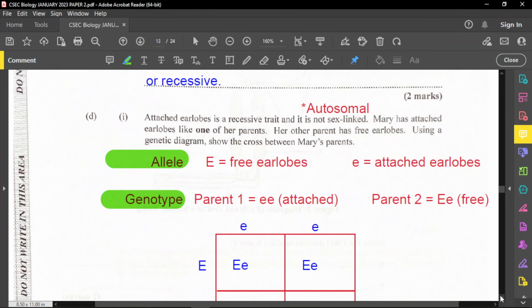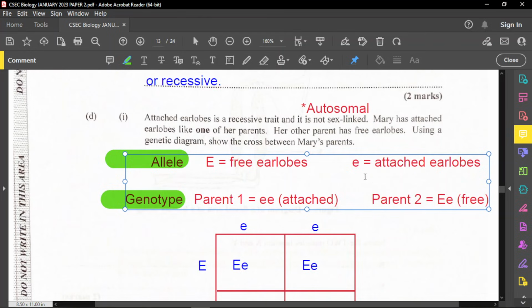All right, now for part D1, attached earlobes is a recessive trait, and it is not sex-linked, which means it's autosomal. It's not an X or Y chromosome, right? So Mary has attached earlobes like one of her parents, and remember this is recessive, and her other parent has free earlobes. Using a genetic diagram, show the cross between Mary's parents. And so point to note, you need to put the allele. So the allele will be uppercase E for free earlobes because that will be dominant, and small e for attached earlobes. Again, you can put H as well if you want. Doesn't matter what letter you use really, once it's appropriate.